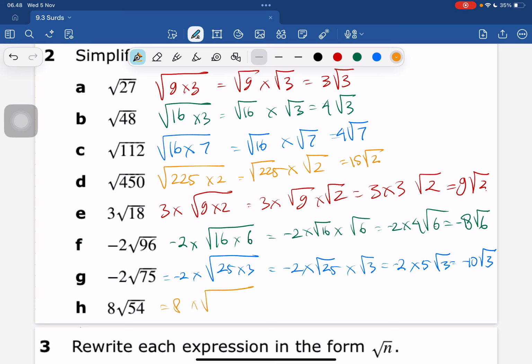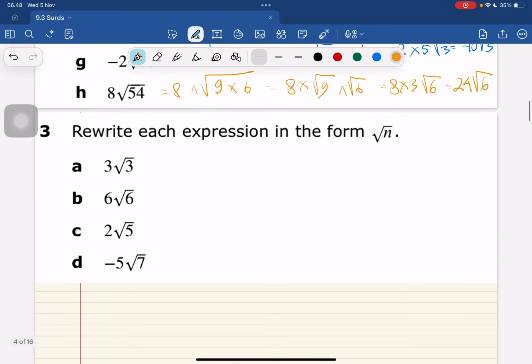8 times, look at it, square root of 54. So how can we make it? Is it 9 times 6? So this is 8 times square root of 9 times square root of 6, which is 8 times 3 square root of 6. So the final answer is going to be 24 square root of 6.